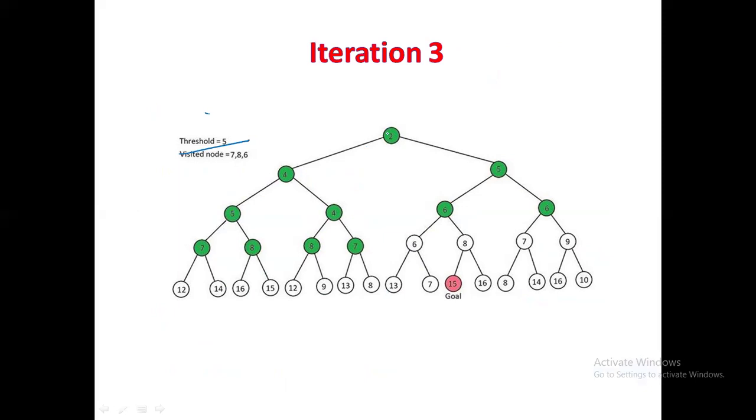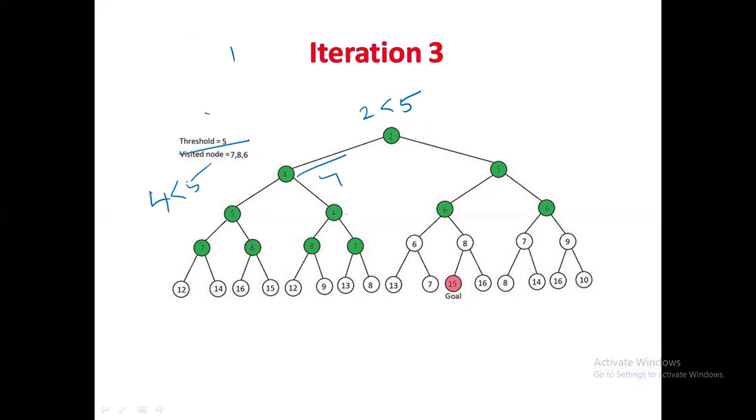The root node is 2, the current node, and since the value 2 is less than the threshold 5, the algorithm proceeds to explore its children. The first child is 4, which is also less than the threshold. So the algorithm sets node 4 as the current node and explores its children.